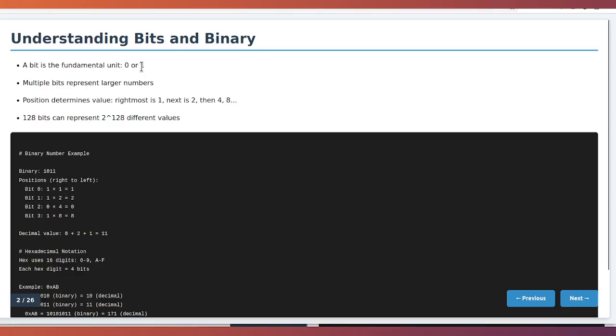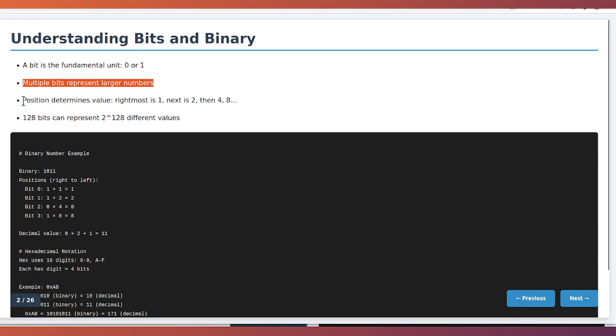A bit is the fundamental unit of information in computing. It can have only 2 values, 0 or 1. You can think of a bit as an on-off switch, a true-false value, or a yes-no answer. Multiple bits are combined to represent larger numbers. For example, 8 bits make a byte. In binary notation, we write numbers using only zeros and ones.